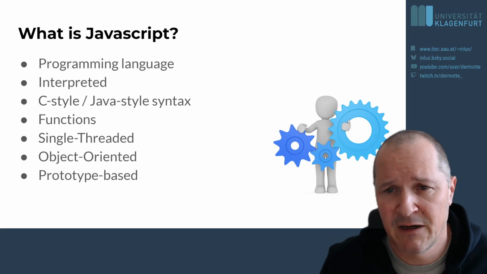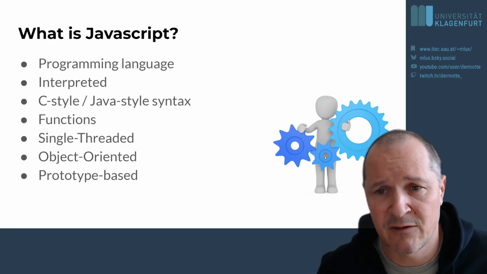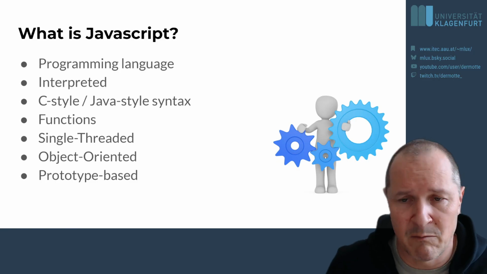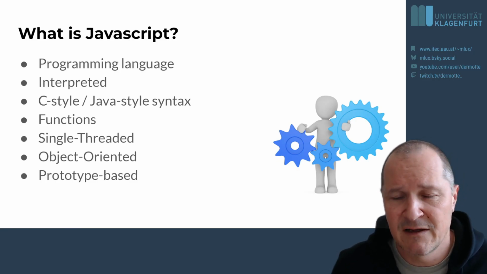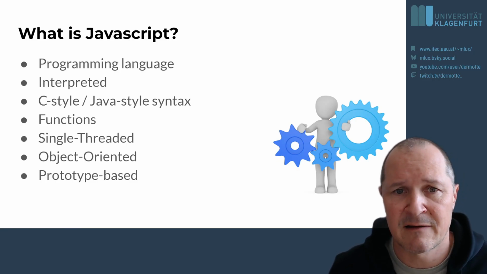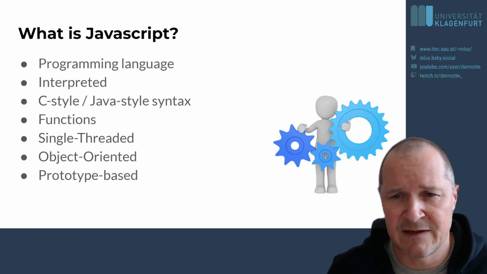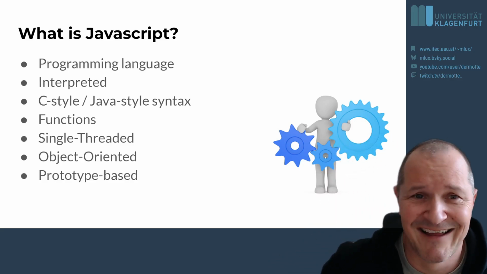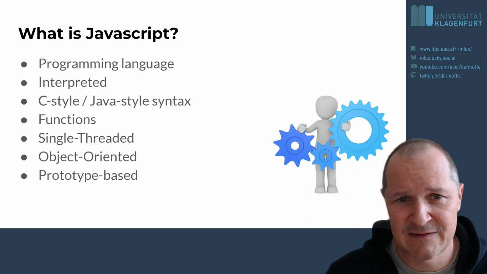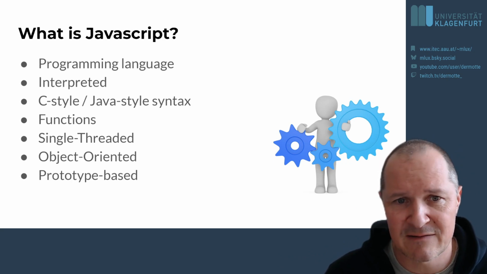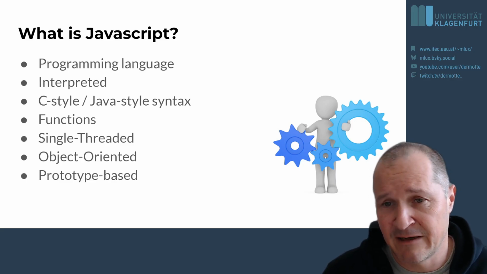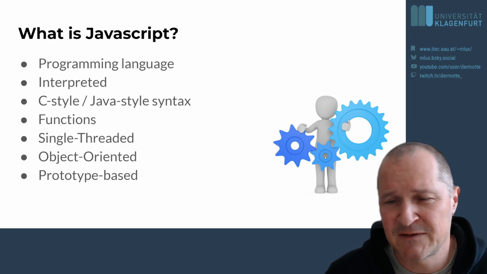What else is in there? Swift, for instance, Objective-C, TypeScript, which is mainly JavaScript but with types, and Java, I already said that. Wait, C#, I'm missing C#, Unity. It has functions, it is single-threaded, it's object-oriented and prototype-based. Yeah, object-oriented, you've seen what I mean.